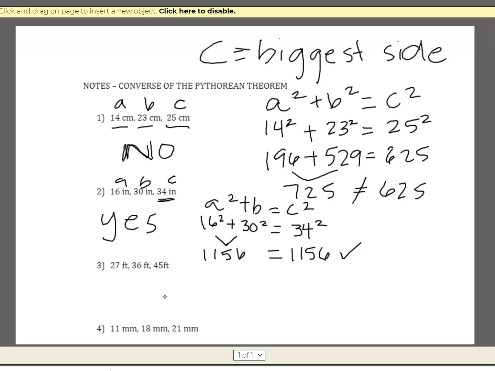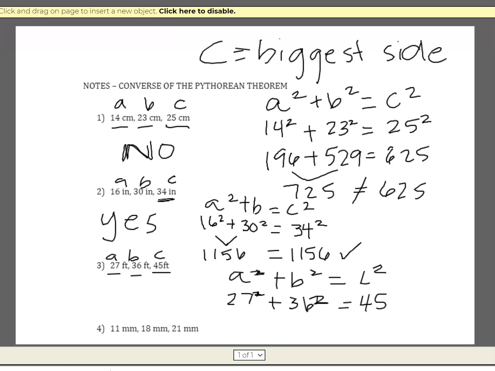All right, question number 3. Again, your biggest number is going to be C, and your other two are A and B. So A square plus B square, does it equal C square? All right, so for A, 27 square plus 36 square, does it equal 45 square?